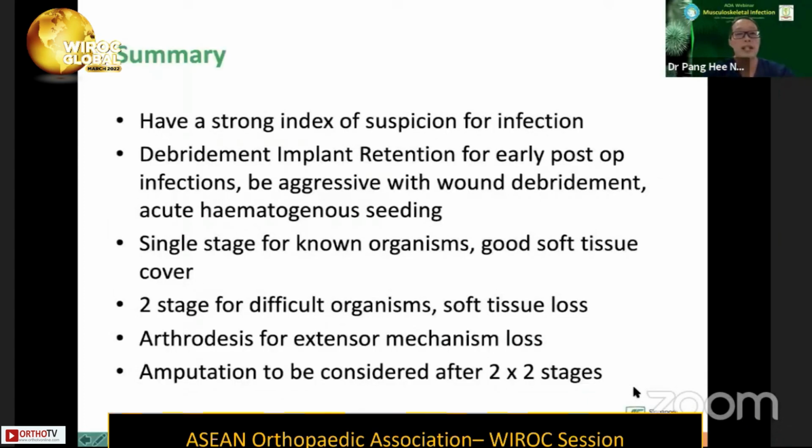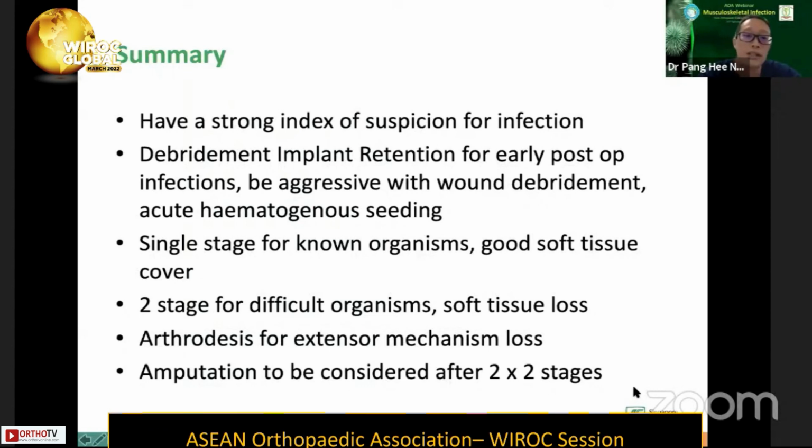So in summary, it's always important to have a strong index of suspicion for infection. If it's painful, you will try to exclude infection. Right? Debridement, implant retention, and antibiotics are useful for early post-op infections. Be aggressive with the wound debridement. If the wound is discharging, be aggressive going early to debride the wound. Acute hematogenous setting will be top of your mind, right? It's appropriate for implant retention.